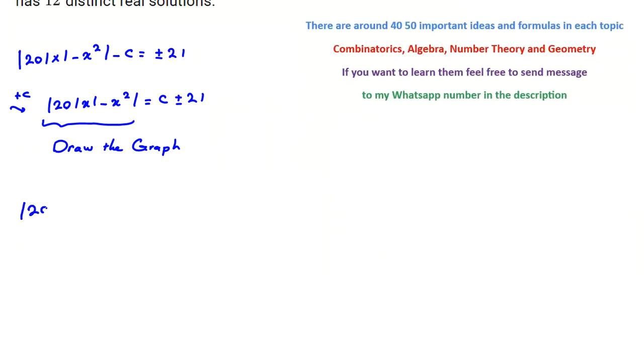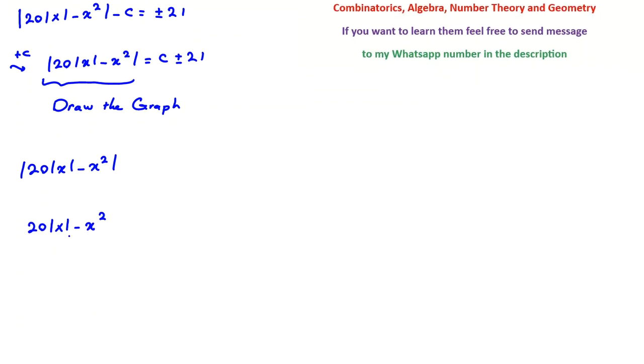So, we want to draw a graph of the absolute value of 20 times absolute value of x minus x squared. First, I want to draw inside, and then apply absolute value. 20 times x minus x squared. First we try to draw this for x positive. For x negative, it will be the same because x squared won't change, and this one is absolute value. So, we consider x positive and then we reflect it for x negative.